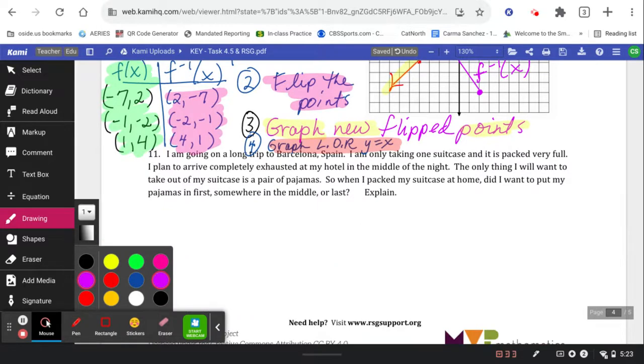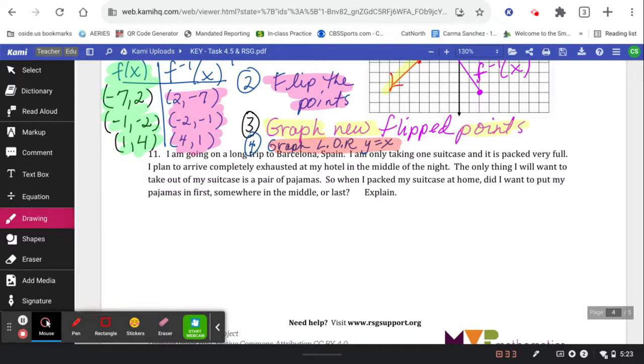Okay. Number 11, I'm going on a long trip to Barcelona, Spain. I'm only taking one suitcase and it's packed very full. I plan to arrive completely exhausted at my hotel in the middle of the night. The only thing I want to take out of my suitcase is a pair of pajamas. So when I pack my suitcase at home, did I want to put my pajamas in first, somewhere in the middle, or last? Pause the video. Think about it.